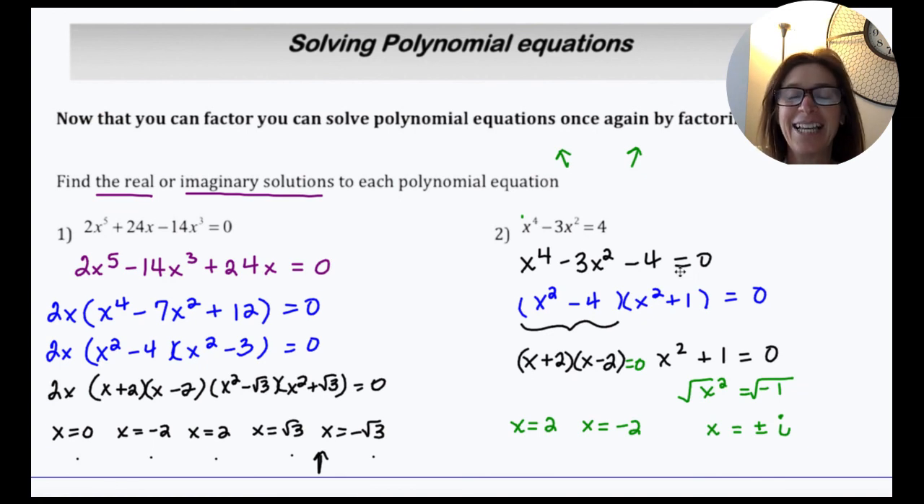Okay, so that's it. It's a quick and easy way to solve polynomial equations by factoring to find all of the complex solutions, meaning both the real and imaginary solutions. Look out for that when you're asked to solve, okay?